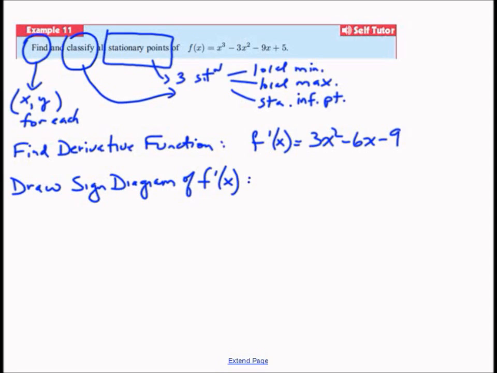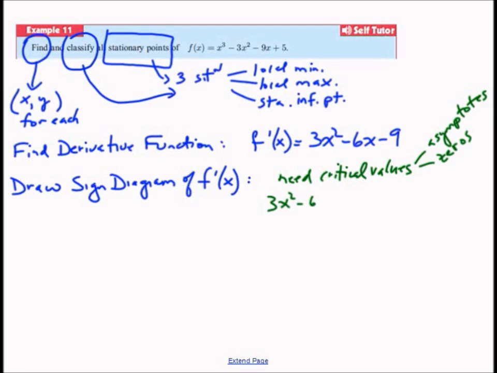In order to do that, we need to be able to know what the critical values are. And remember, critical values on sign diagrams are asymptotes, and there are none in this function because there's no denominator. There's nowhere where this function is undefined. And zeros. So we know we're going to have zeros here. Let's find out where they are. So where does this function equal 0?